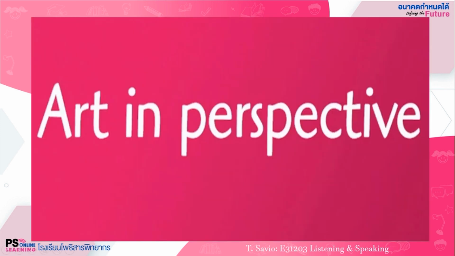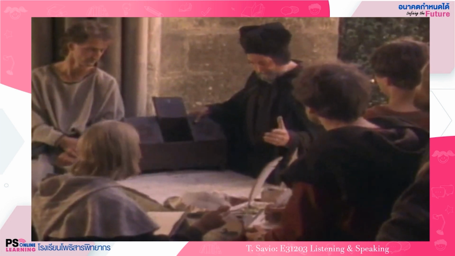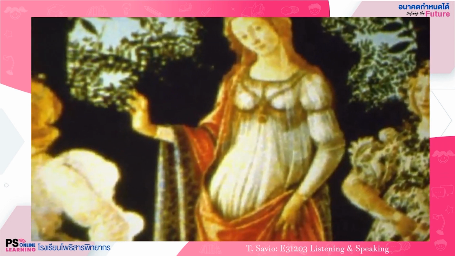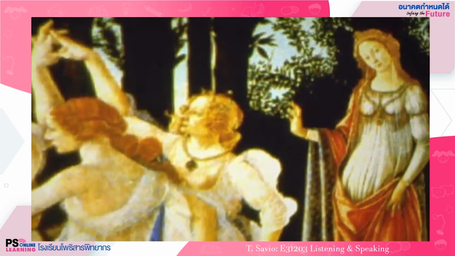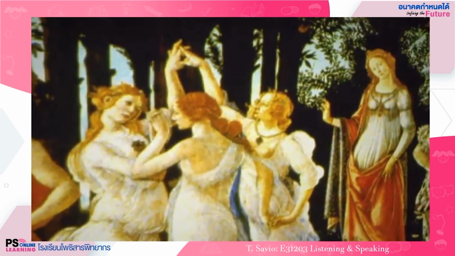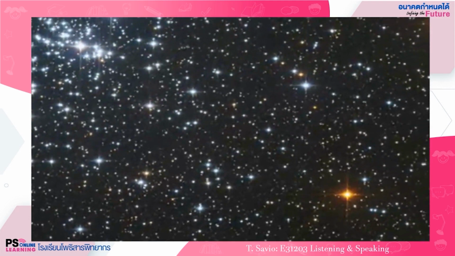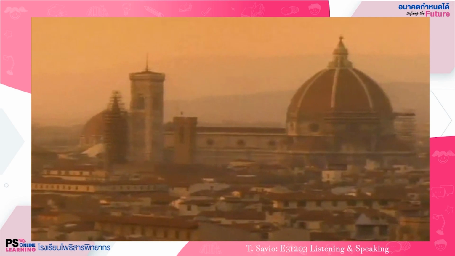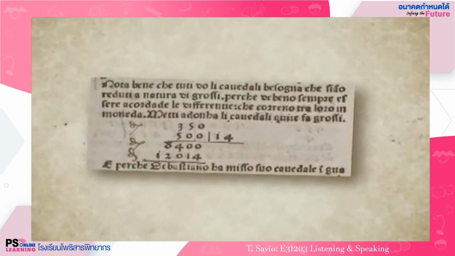Art in Perspective. Europe in the 14th century. This is the beginning of the Renaissance, a time when Europeans made great advances in the areas of art, astronomy, science, architecture, and mathematics.